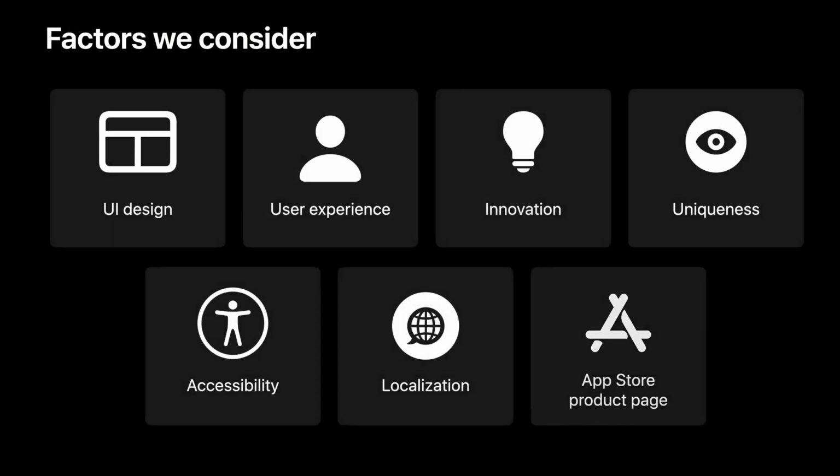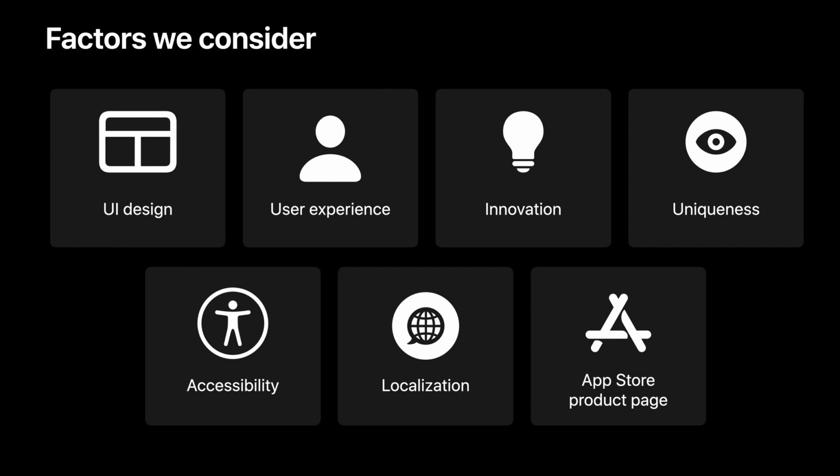Our team looks for great apps and games across all categories and business models. While there is no specific checklist of requirements for featuring, when selecting apps and games to highlight on the App Store, we consider the factors shown here. Our editors look at design, such as the UI or user experience, and features that may be new or unique. Accessibility and localization are also important considerations as we look for apps or games that provide a high-quality experience for everyone around the world.